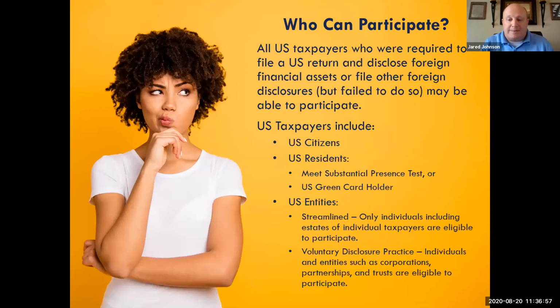The U.S. entities, you can only file under the streamlined program, which we'll go over in just a minute. That's usually only for individuals, and estates of individuals are able to participate in that program. Under voluntary disclosure practice, individuals and entities such as corporations, partnerships, and trusts are eligible to participate in those. So that's kind of in a nutshell who can participate in these amnesty programs that we're going to go over.